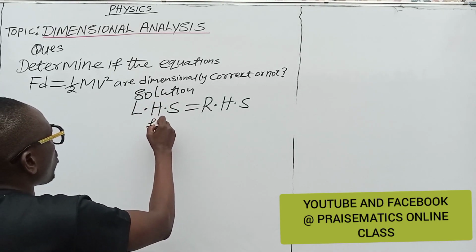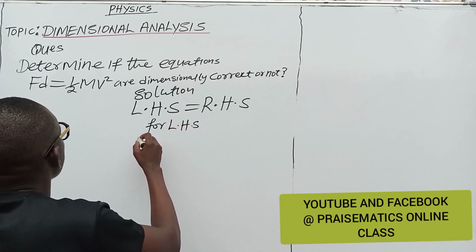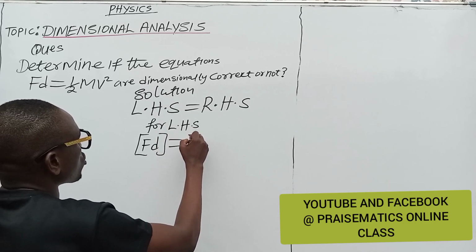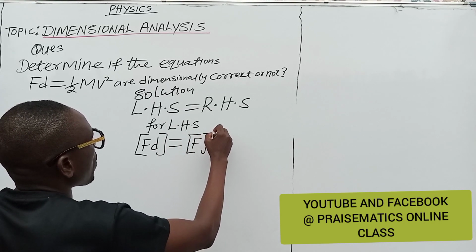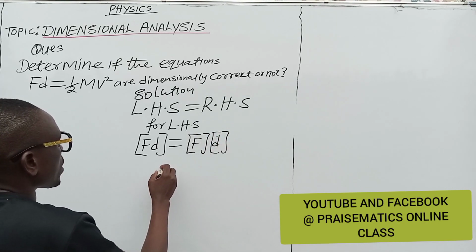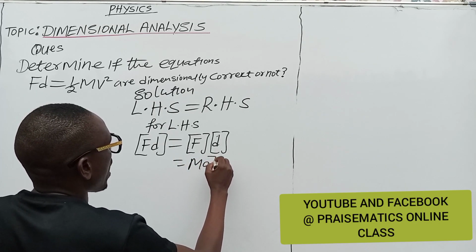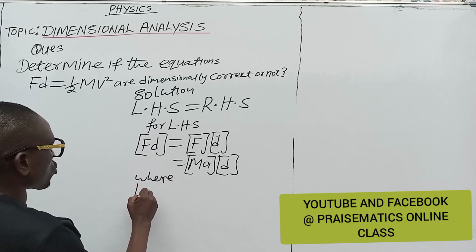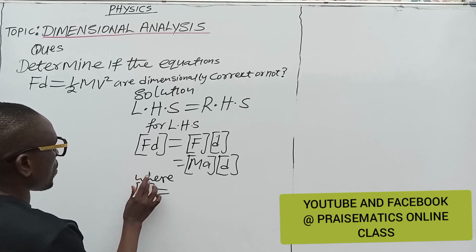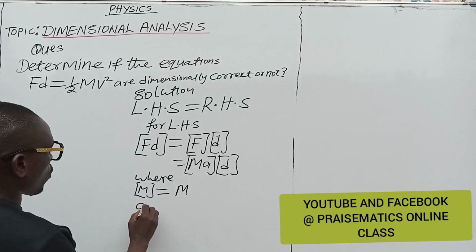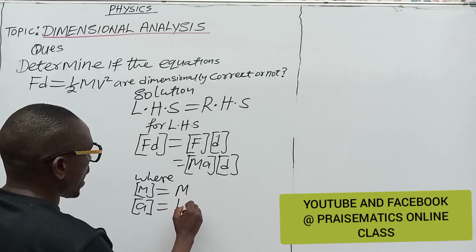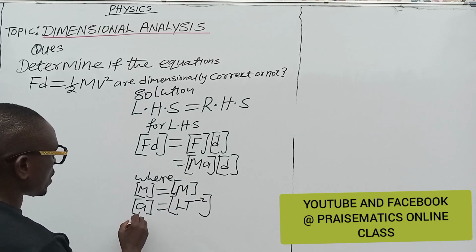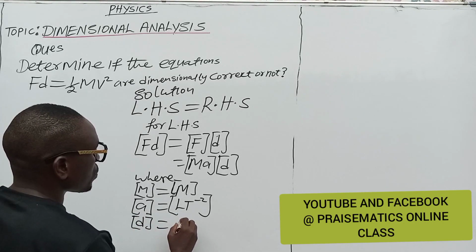Let's pick the left hand side. For the left hand side, we have the dimension of FD, which is the same thing as the dimension of F multiplied by the dimension of D. Remember that force is the same thing as MA into D. Now, the dimension of mass is equal to M. The dimension of acceleration, from our previous class, is the same thing as LT raised to power minus 2. And the dimension of distance is equal to L.